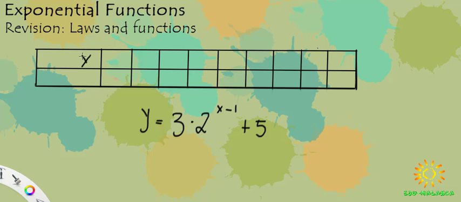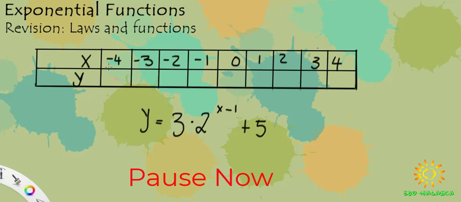Here we're going to have our x values. Over here we're going to have the y. We'll again start with minus 4, minus 3, minus 2, minus 1, 0, 1, 2, 3, and 4. Again, I suggest you pause and use your calculator to substitute in the values of x and solve for y. I've already done this beforehand, so I'm going to just write down the values.